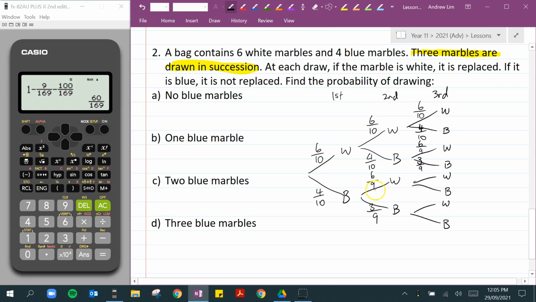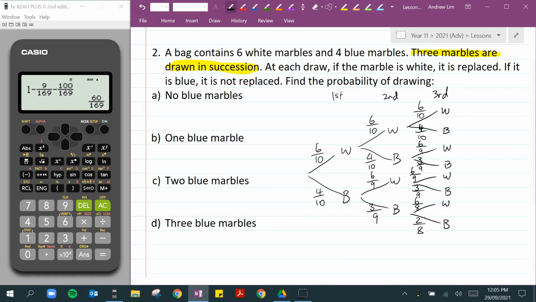Okay, here we've chosen a white, so we needed to replace it, so there's still 9 marbles to choose from. 6 of them are white, 3 of them are blue. And down here, we selected a blue, so we don't replace it, so now there's only 8 marbles to choose from. 6 of them are white, 2 of them are blue.